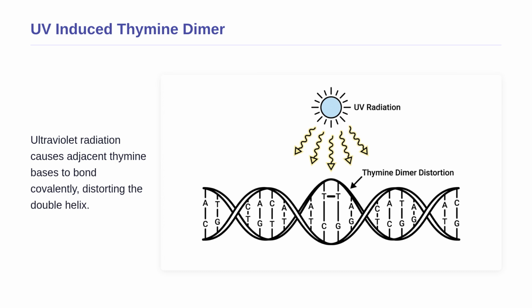You can see how this unnatural bond creates a physical bulge or distortion in the DNA backbone. When the cell's replication machinery encounters this bulky distortion, it often stalls or inserts the wrong bases, directly inducing a genetic mutation.